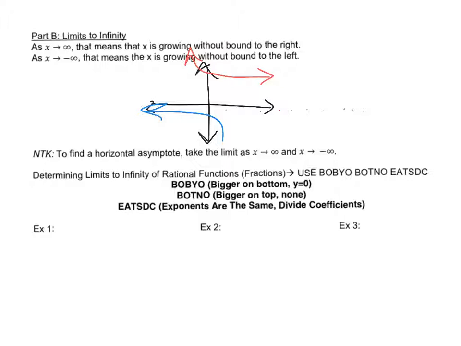Okay, so notice what happens here. This forms a horizontal asymptote. So if we need to find a horizontal asymptote of a function, we just take the limit as x approaches infinity and as x approaches negative infinity. So here's my horizontal asymptote.